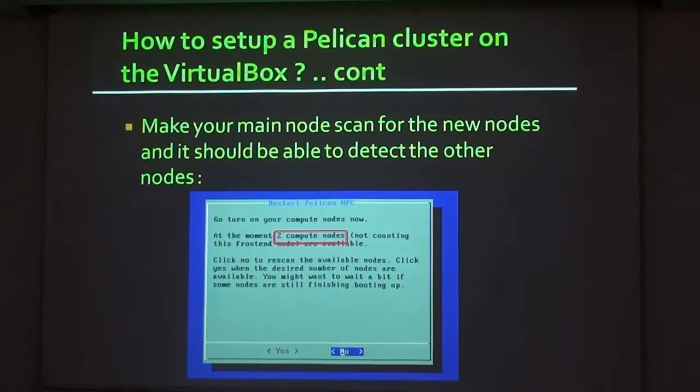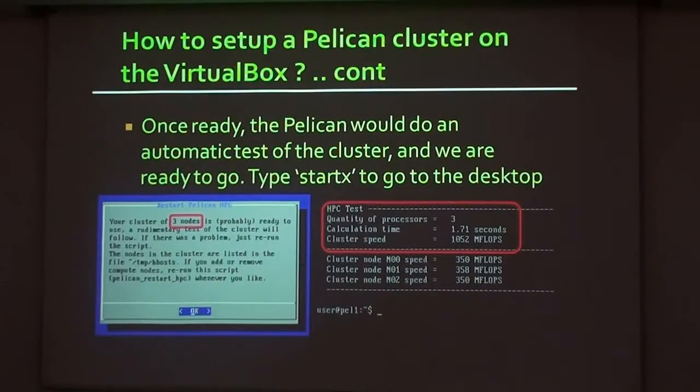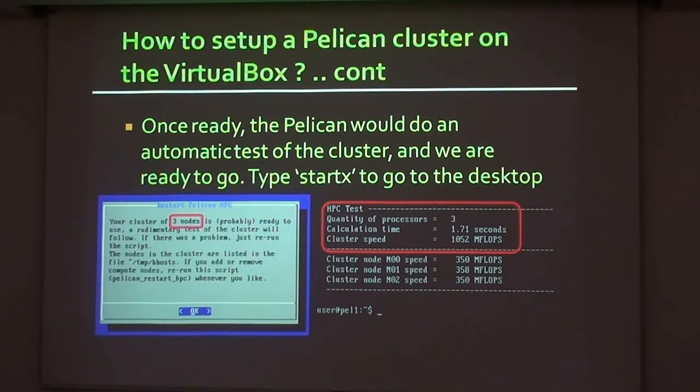Once the new nodes have booted up, go back to your main node and make it scan for the new nodes. You will notice that it will now show up with 2 new nodes as seen in the figure. The Pelican will now do an automatic test of the cluster. As you can see in the second figure, the test result shows the quantity of processors, which is 3. Calculation time was 1.71 seconds, and the cluster speed together is 1052 mflops.